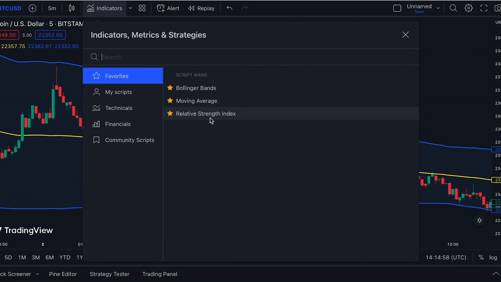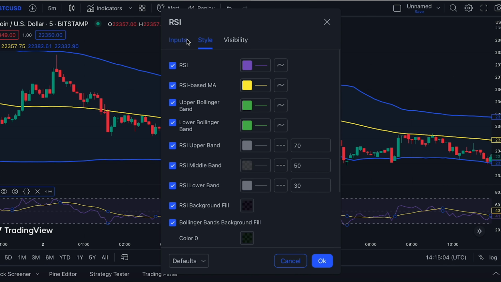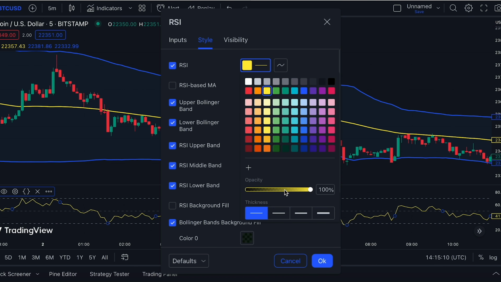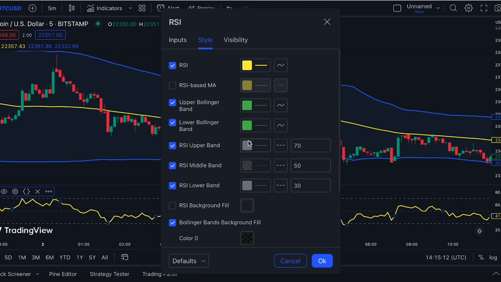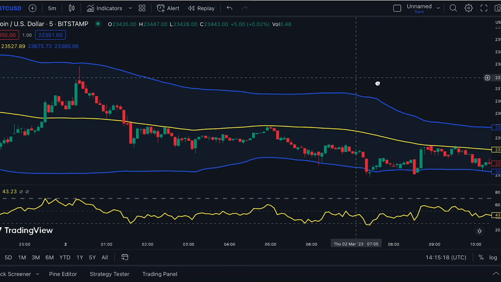Look for the RSI indicator under the indicator search option. Choose the TradingView indicator and add it to the screen. Go to the RSI indicator options and select the Style tab at this time. The RSI moving average and the background fill will first be unchecked. The line's colors will then be changed to improve their visibility. That was all there was to it.